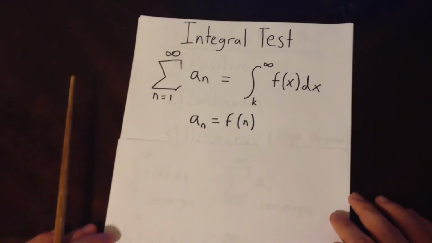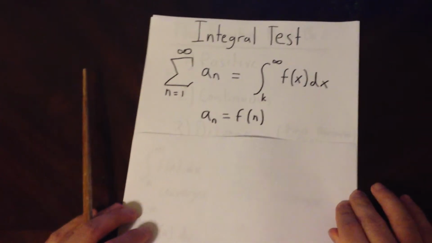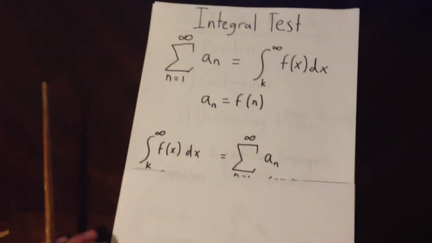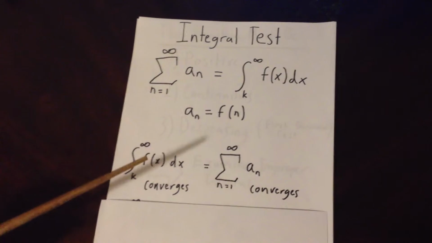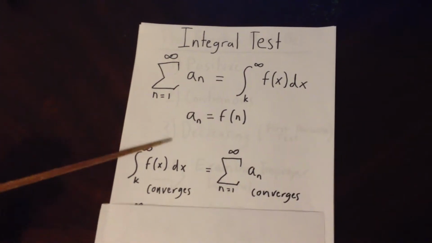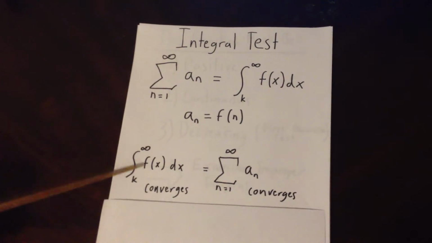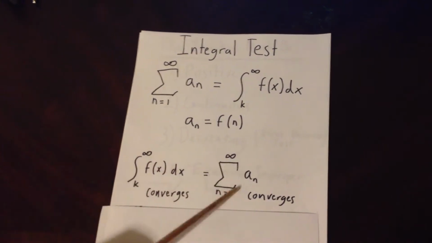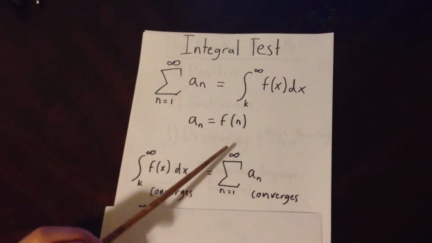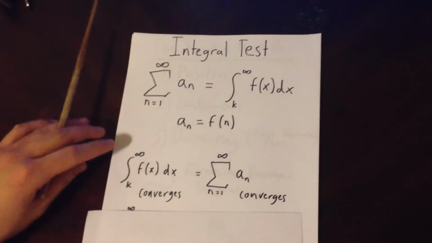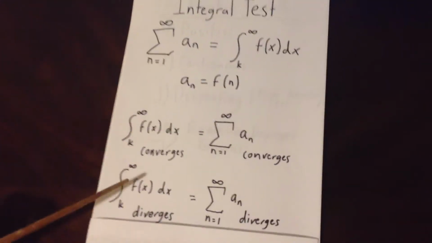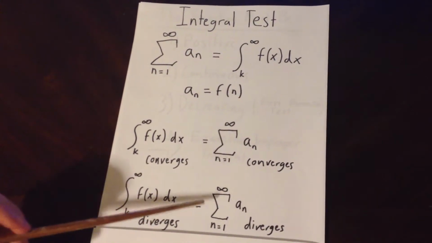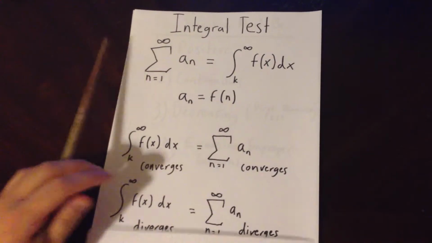In addition, the integral test focuses on testing for divergence or convergence by evaluating the improper integral. By evaluating the improper integral, you're able to determine whether the improper integral converges or diverges. For example, if the improper integral of f of x dx from k to infinity converges, then it is also assumed that the corresponding series a sub n from n equals 1 to infinity converges as well. This is also true for divergence: if the improper integral of f of x dx from k to infinity diverges, then the corresponding series diverges as well.